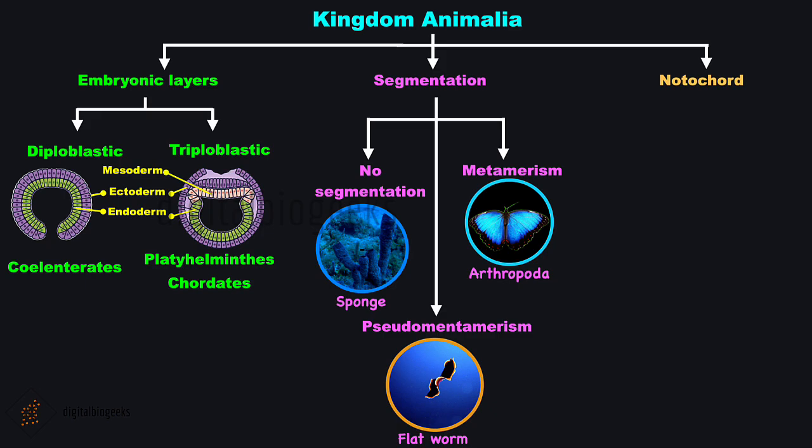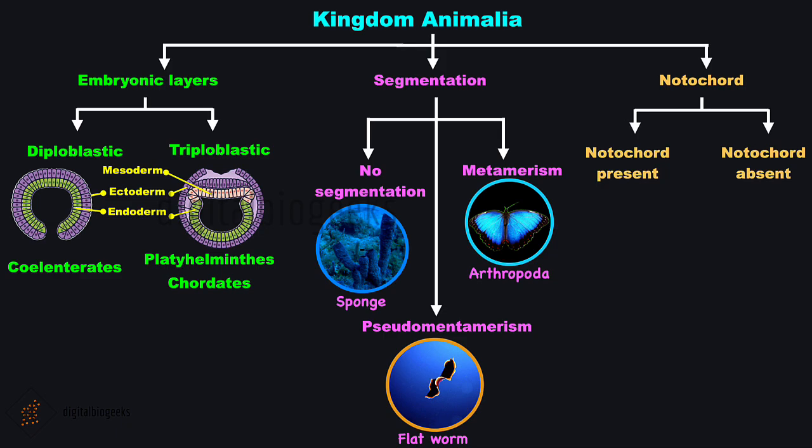Pseudometamerism. The body is divided into segments, but each segment acts independently, not as a whole organism. These segments take place in the ectoderm, not in the inner layer. Examples are flatworms. We have already covered embryonic layers, haven't we? Ectoderm, endoderm, and middle mesoderm.